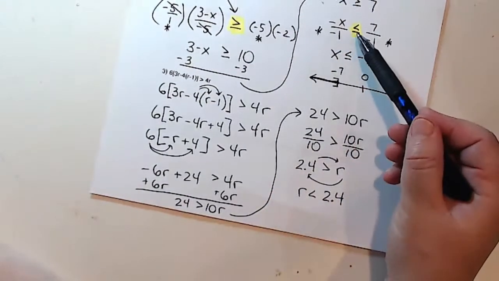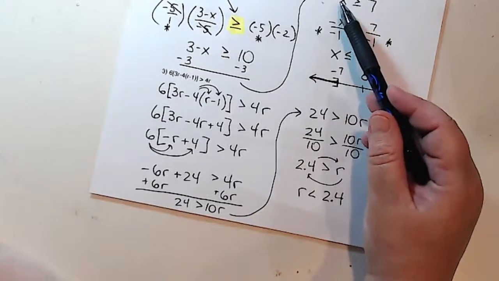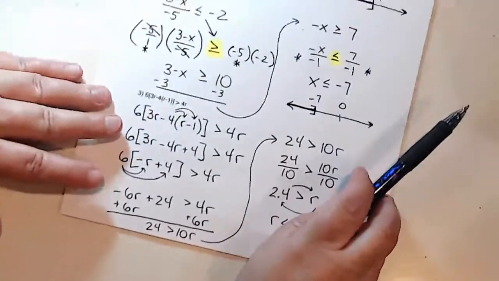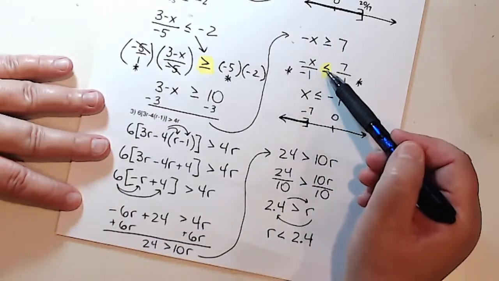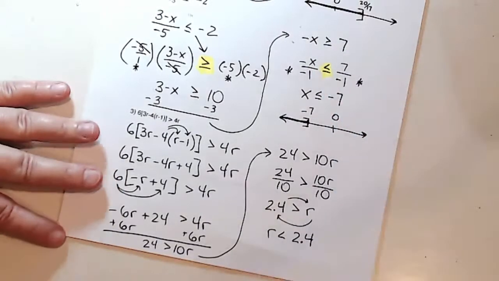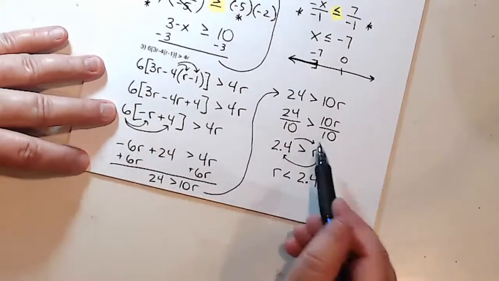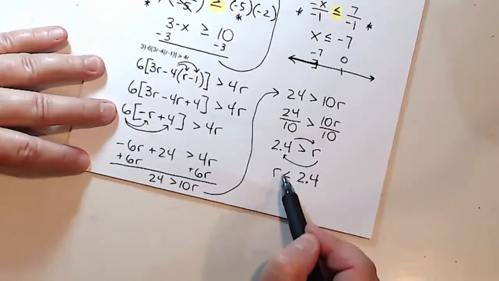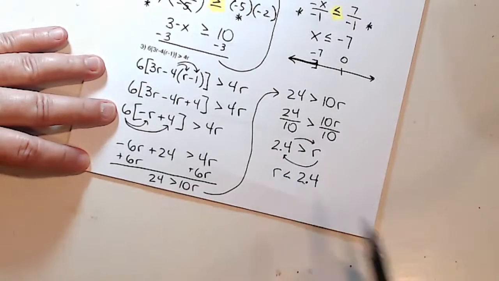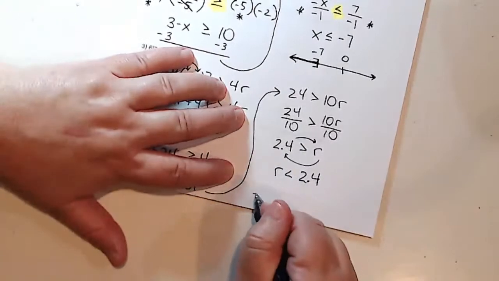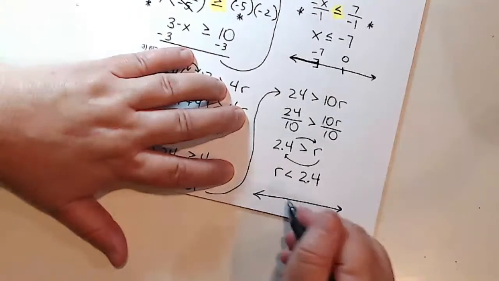So that's not like what we did up here. When we actually flip the inequality, like here, x is on the bigger side, and then suddenly x is on the smaller side. This is not what we're doing here. What we're doing here is r is on the little side, r is still on the little side. 2.4 is on the big side, 2.4 is still on the big side. But this will allow me to graph. r is less than 2.4.